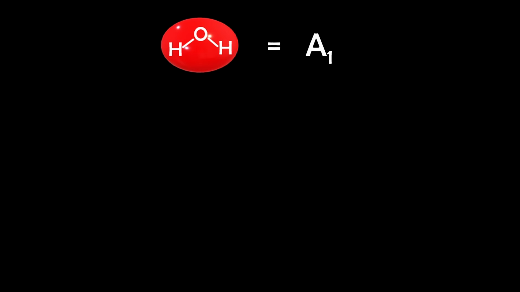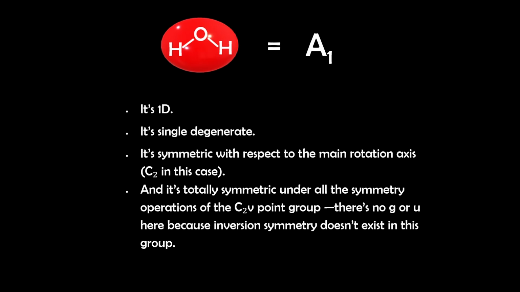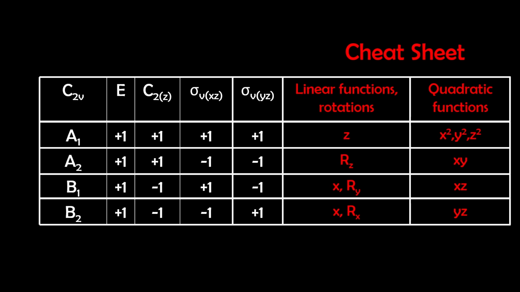So when we say this orbital in H2O has A1 symmetry, it means it's one-dimensional, it's singly degenerate, it's symmetric with respect to the main rotation axis, and it's totally symmetric under all the symmetry operations of the C2V point group. So there's no G or U here because the inversion symmetry doesn't exist for this point group. Okay, what about the linear, rotations, quadratic, and cubic rows?